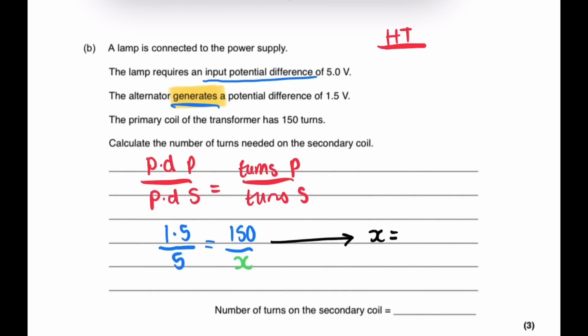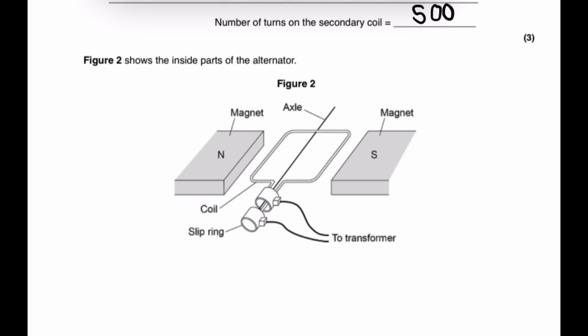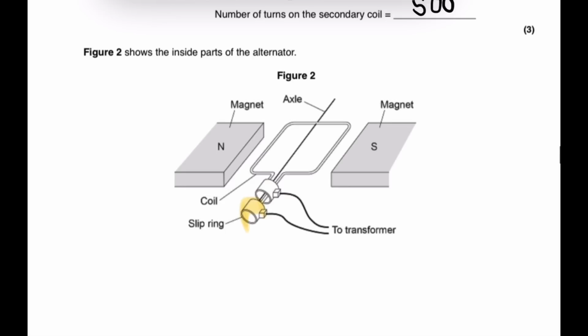Rearrange for X. So X is going to be 150 over 1.5 divided by 5. And this means X is equal to 500. So it has 500 turns. Next question. Figure 2 shows the inside parts of the alternator. So we can see here that it has a slip ring. And when it has a slip ring, it is going to be the generator effect.